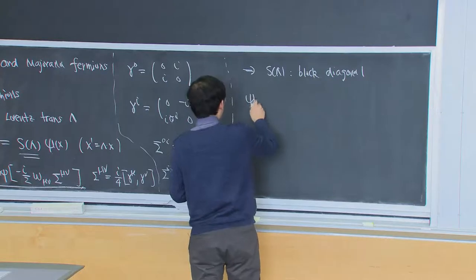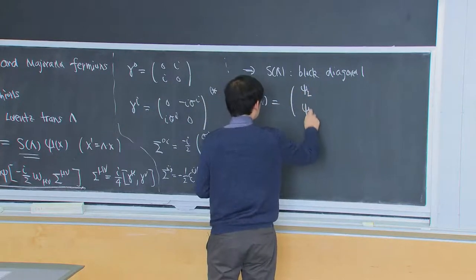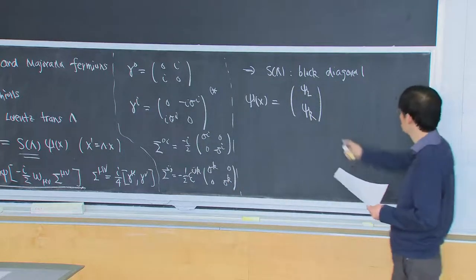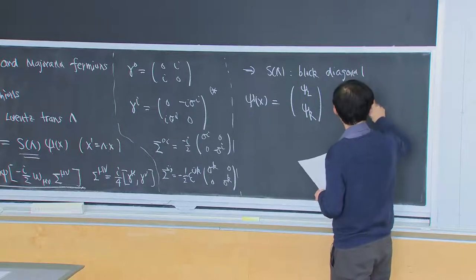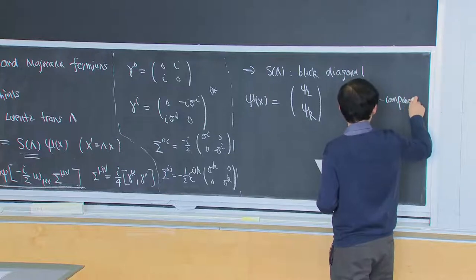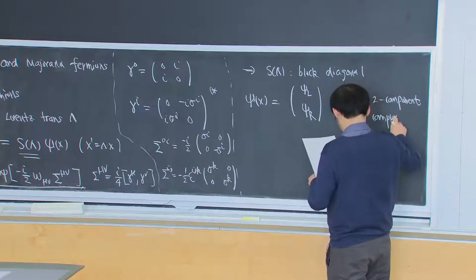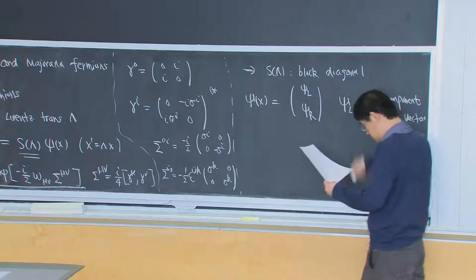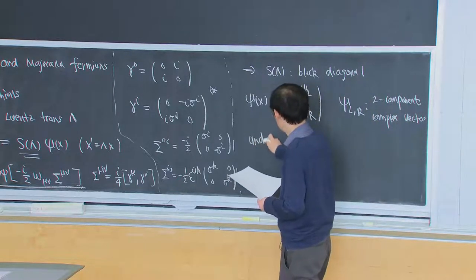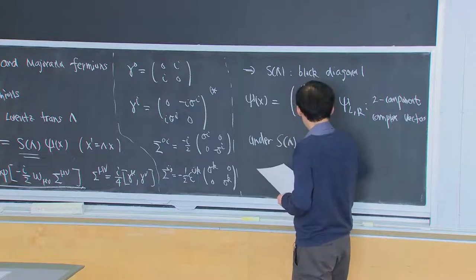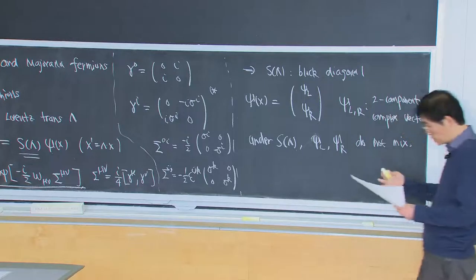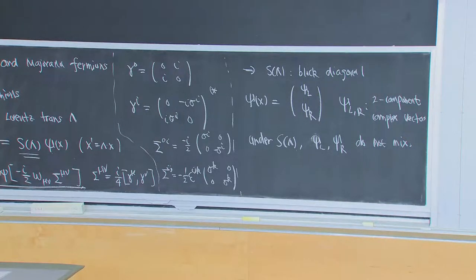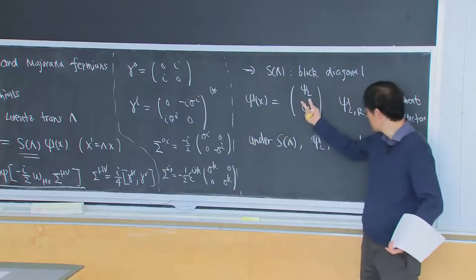So if I write psi(x) into two component vectors, psi L and psi R, where I denote the upper two components by psi L and the lower two components by psi R, two component complex vectors, that means under Lorentz transformation, under S(Lambda), psi L and psi R do not mix. They just transform among themselves. So they actually have well-defined Lorentz transformation as a smaller unit. You don't need four components to be able to transform under the Lorentz transformation. Actually, two components can already transform.